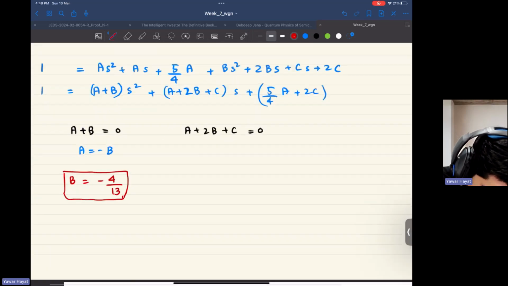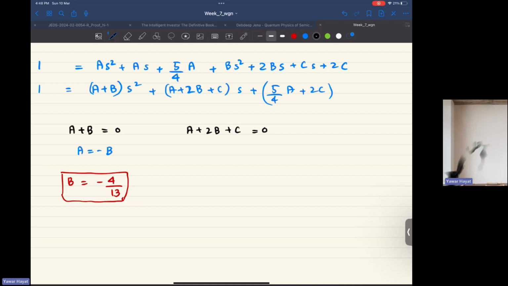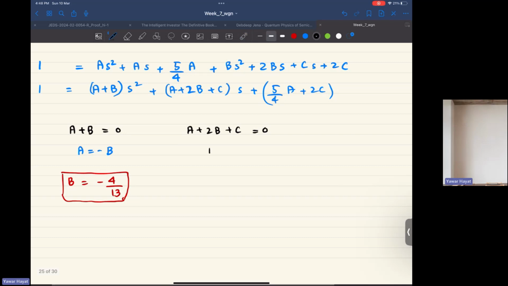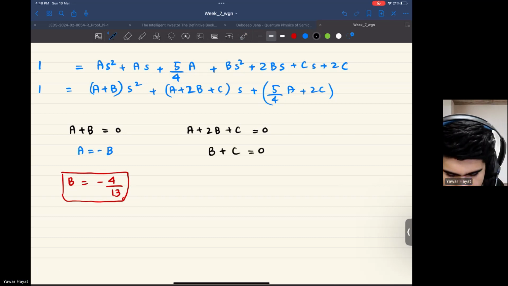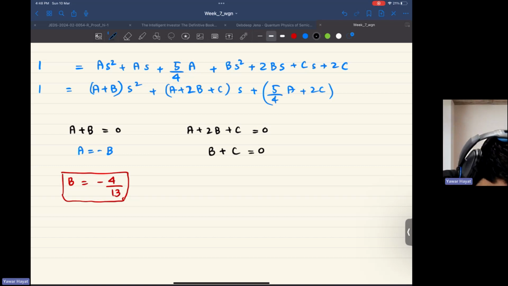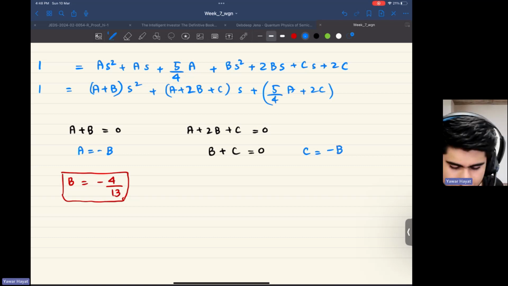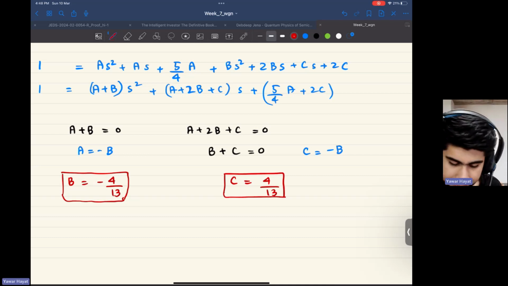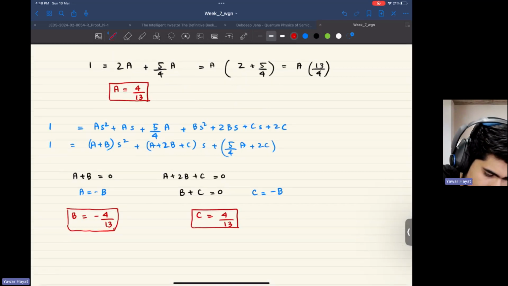Now, what about C? I'll use that A equal to minus B in this one. If I use this here, I'll get B plus C is equals to 0. So C is minus B. So B was minus 4 by 13, so C is 4 by 13. Right. C is 4 over 13. Okay. So you have your A, B, and C.